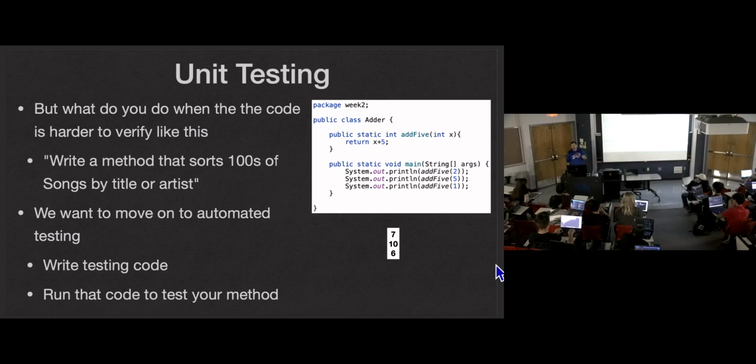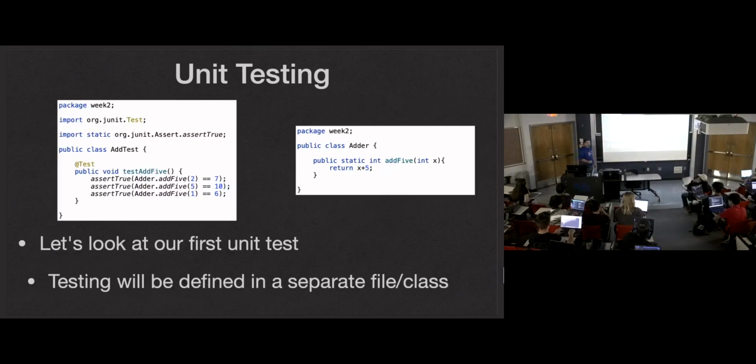Again, except for like small methods. I've written plenty of code where this is the way I'll test. But not once your code gets large, which is the theme of the course. How do we write large programs? So we're going to write unit testing. We're going to automate this.